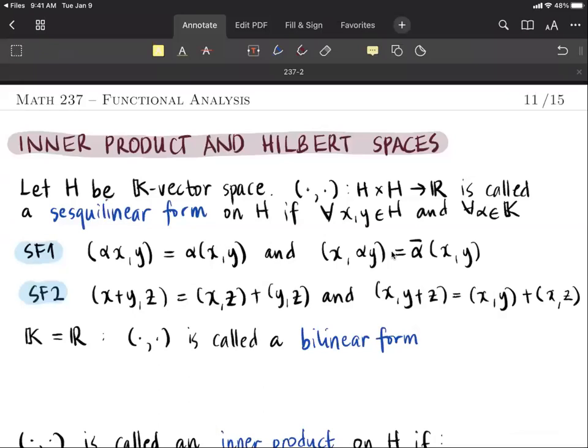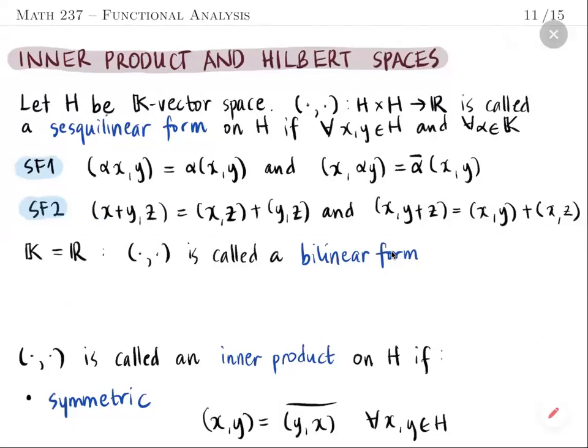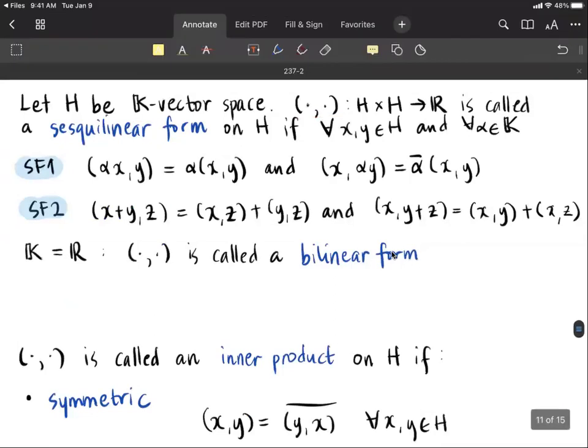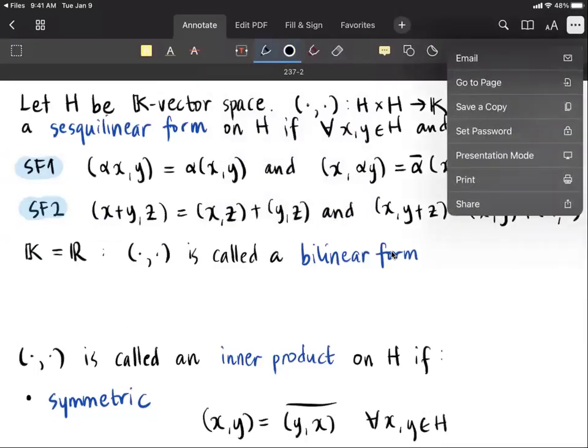So consider a vector space H over the field K. Again, K is either the field of real numbers or the field of complex numbers. A function, denoted by these two parentheses, having two arguments. So it takes two vectors in H, and the value would be in K. Then this is called a sesquilinear form.